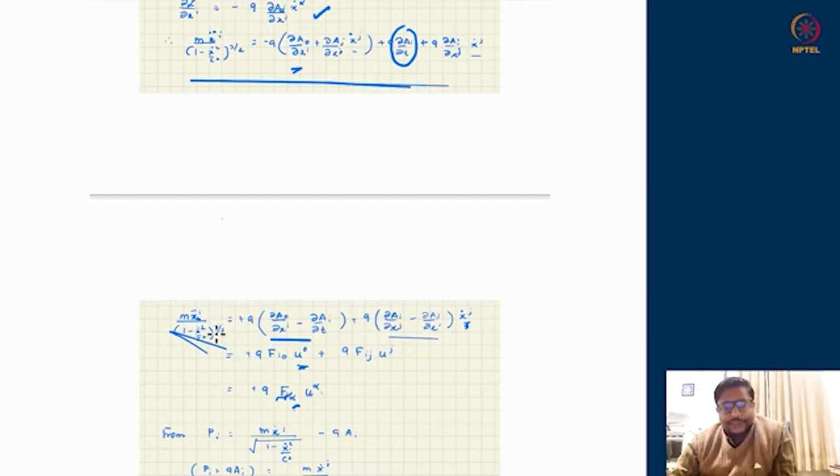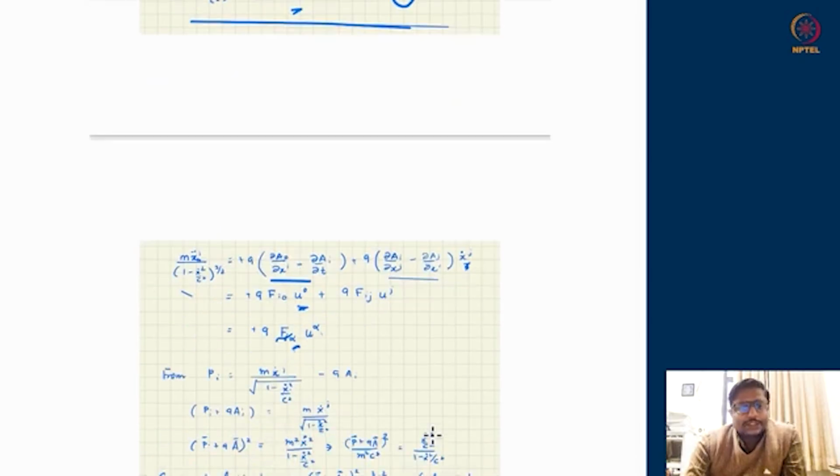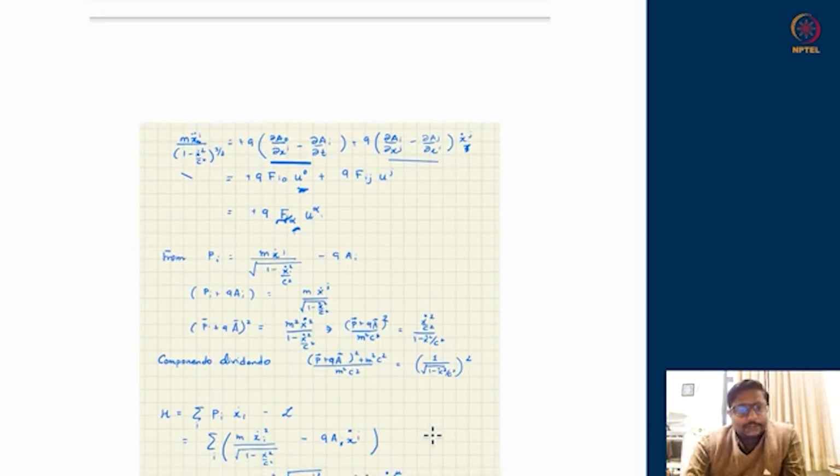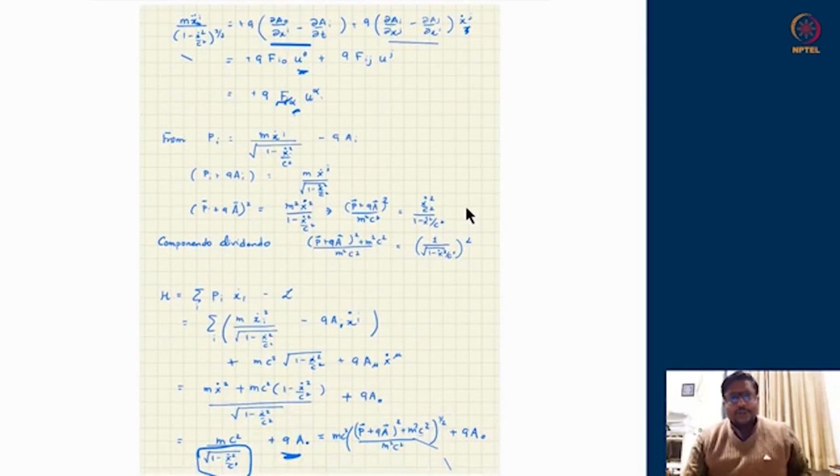So you see, this 1 minus x dot square upon c square term is an extra, to the power 3 by 2 actually, but that's about it. If I ignore that term, I'm just in the non-relativistic limit, whose equations of motion we had just seen. Okay, so now we can move forward and write down effectively the Hamiltonian of the system.